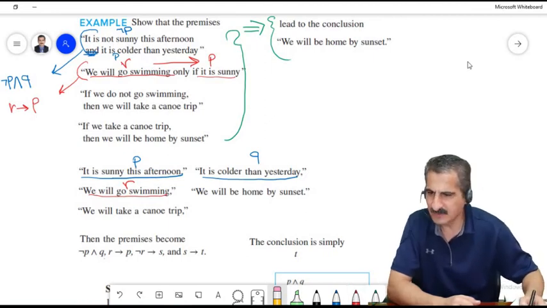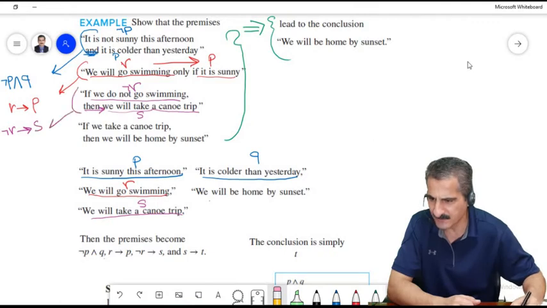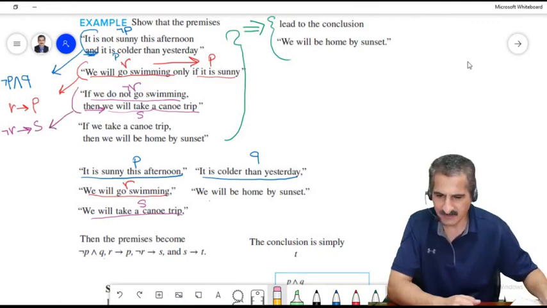And now let's see here. If we do not go swimming, that means not R, then we will take a canoe trip. We will call the canoe trip S. So here we have not R giving S: if we don't go to swim, then we take a canoe trip. Okay. And what else do we have?